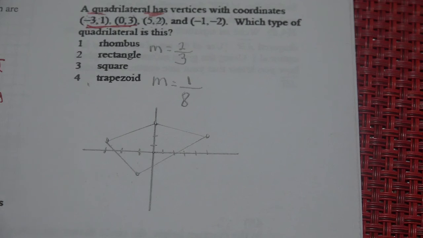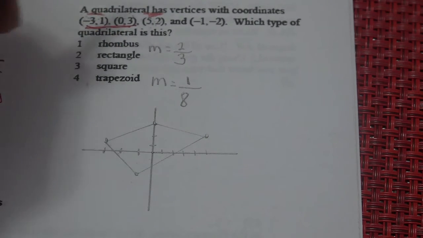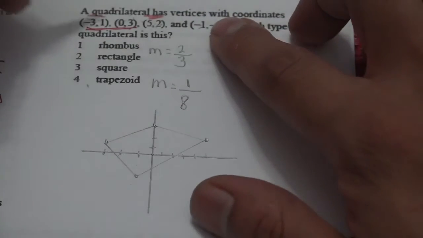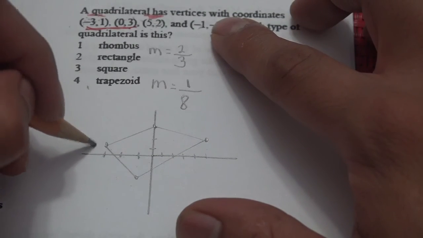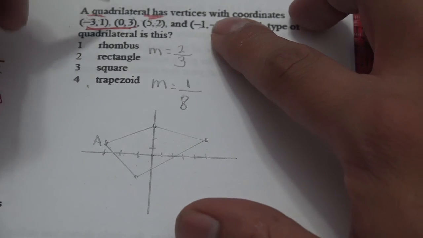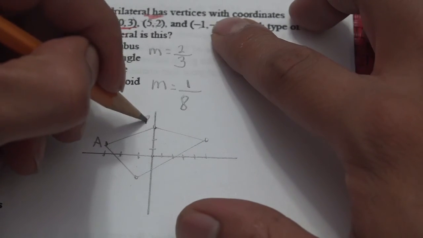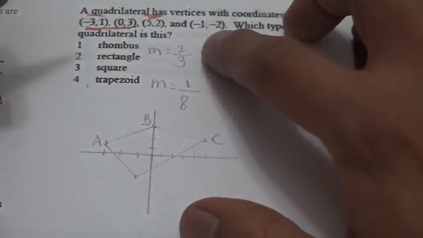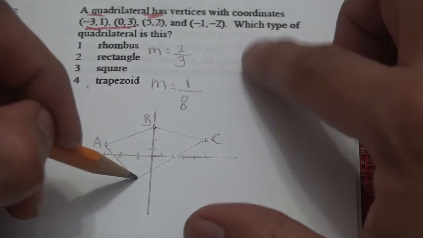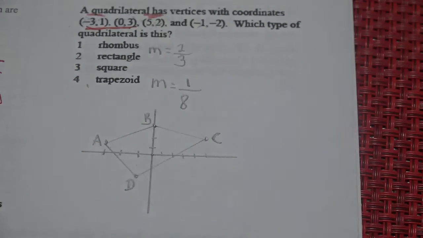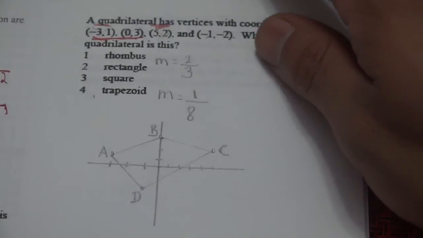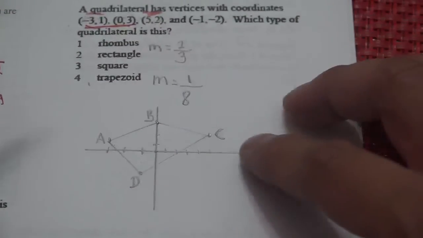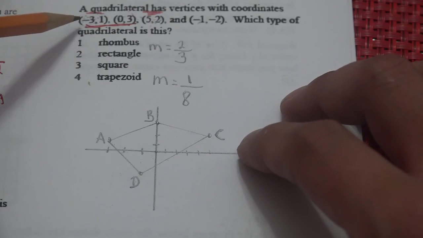Anyways, I think I'm okay with this. Let me call these A, B, C, and D. So negative 3, 1 is A. 0, 3 is B. 5, 2 is C. And negative 1, negative 2 is going to be D. Now I know what I've got to do. I don't have the answer, so I have to think about it. I calculated the slope of AB.